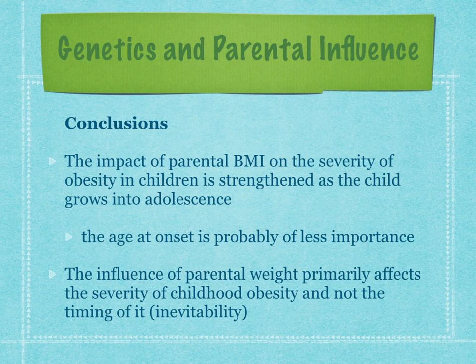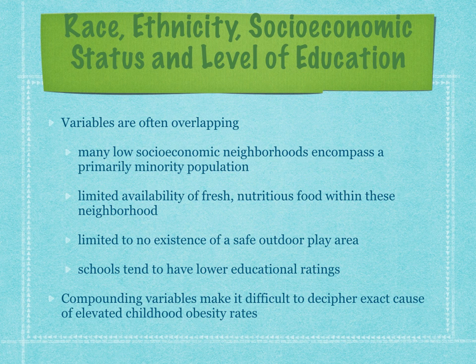So the conclusion on genetics and parental influence is that the impact of parental BMI on the severity of obesity in children is strengthened as a child grows into adolescence. So it can start at birth, and then patterns are established at a very young age. Those patterns become habits, and when they're adolescents, the habits become their own choices and no longer their parents' choices, and now they're kind of set in stone. So the age at onset of obesity is probably less important than the magnitude of it. The influence of parental weight primarily affects the severity of childhood obesity and not the timing of it. It's inevitable, basically.